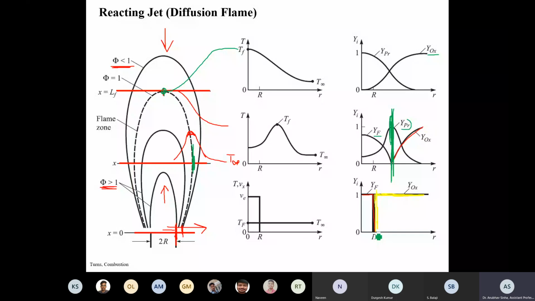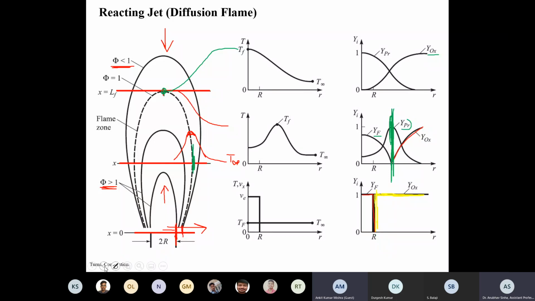And this is a very important plot for diffusion flame. If anyone has any doubt, please ask me. I will repeat. No one has questions, so let me just. Sir, please explain this mole fraction versus R graph once more.